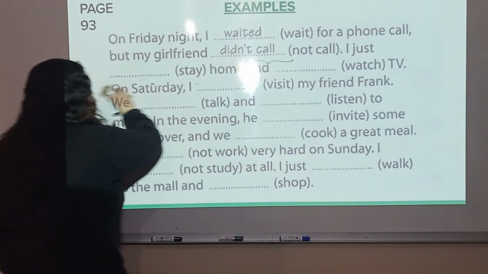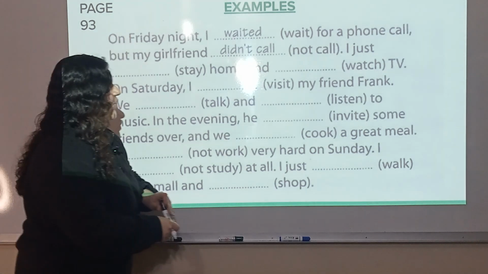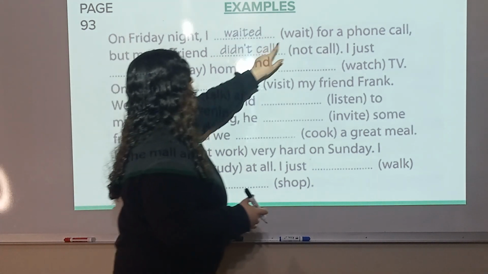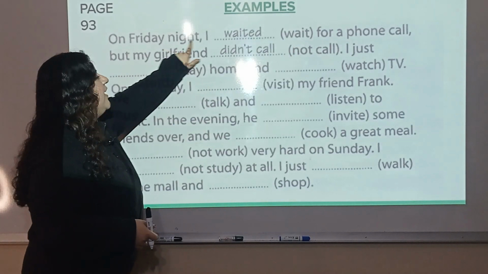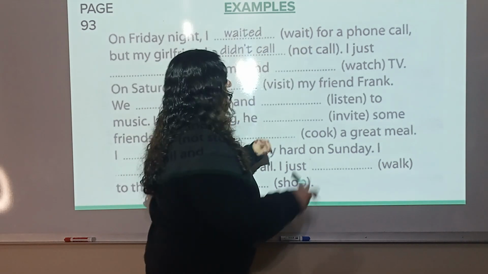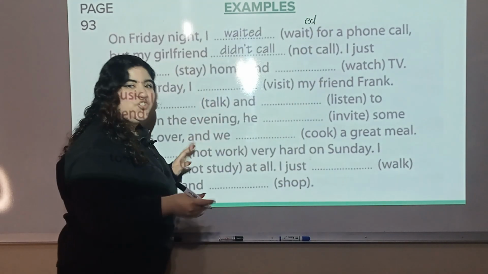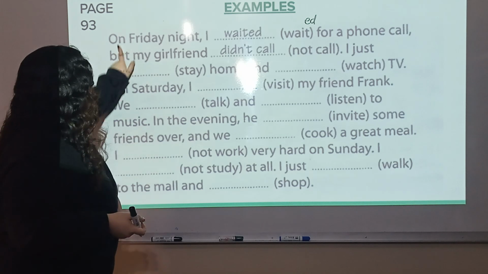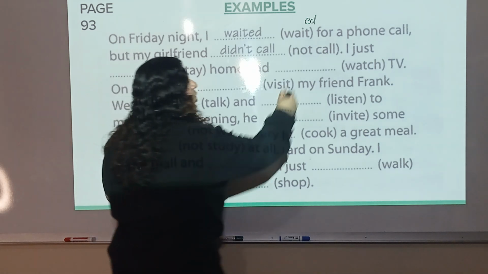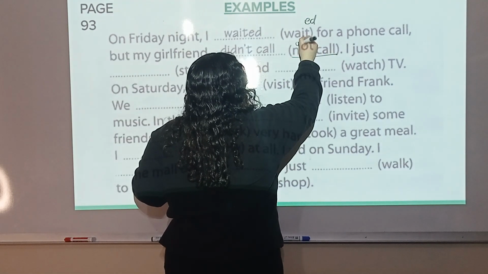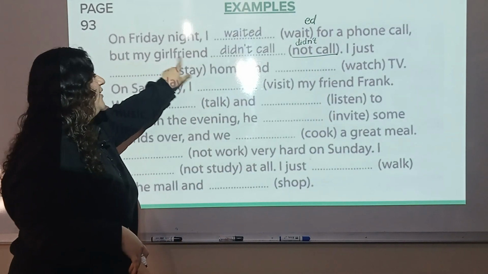So to practice this, we are going to be going to our page number 93 on our books, and we're going to complete the text respecting what we have between the brackets. For example, here, on Friday night, I wait for a phone call. Since this is a regular verb, we know that all we have to do is add ed to make it into the past. So, on Friday night, I waited for a phone call, but my girlfriend, and here we know that to make a negative, I'm going to have to add didn't before the verb. So, my girlfriend didn't call.